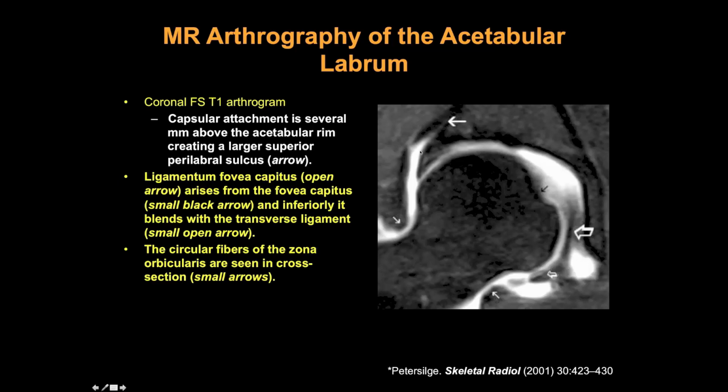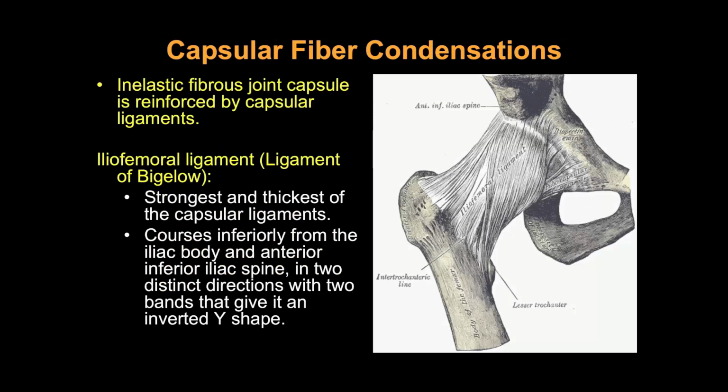The Ligamentum Teres femoris, or fovea capitis, arises from the fovea of the femoral head, and inferiorly it will travel to blend with the transverse acetabular ligament. We also see the circular fibers of the Zona Orbicularis in cross-section. The inelastic fibrous joint capsule of the hip is reinforced by capsular ligaments. Anteriorly, we'll see the iliofemoral ligament, also known as the ligament of Bigelow. It is the strongest and thickest of the capsular ligaments.